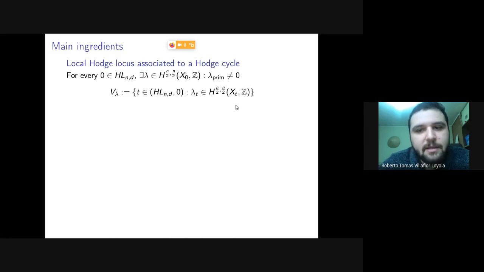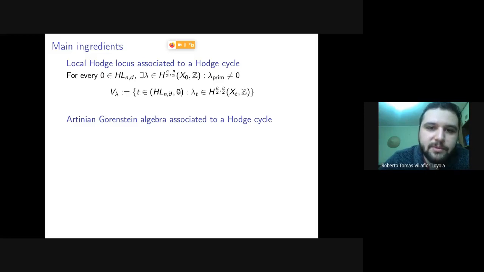Well, this local Hodge locus now has a natural analytic structure. This structure might be non-reduced, and furthermore, the interesting fact is that every local component, every local branch of the Hodge locus at some point, can be parameterized by some of these local Hodge loci. So to every local branch passing through a point in the Hodge locus, we can associate a Hodge class such that the local Hodge locus associated to it corresponds to this branch, or is supported at least in this branch.